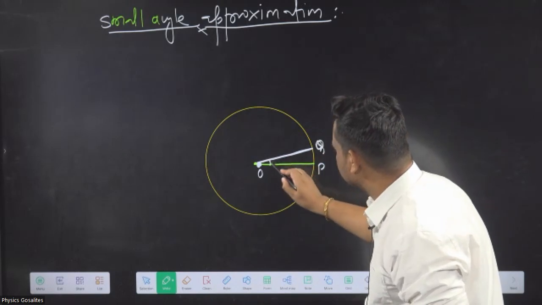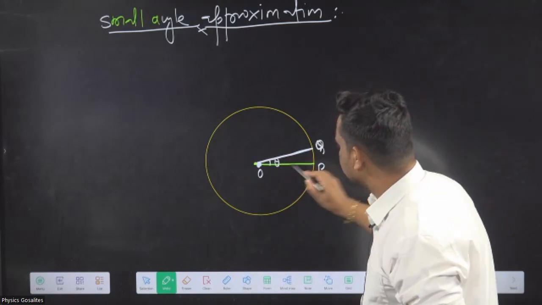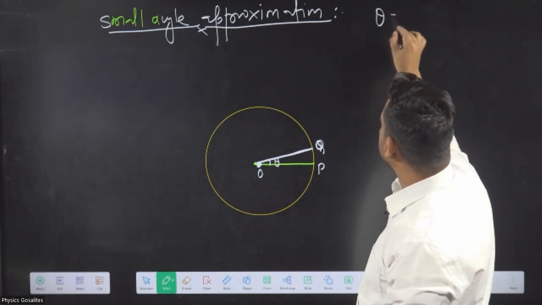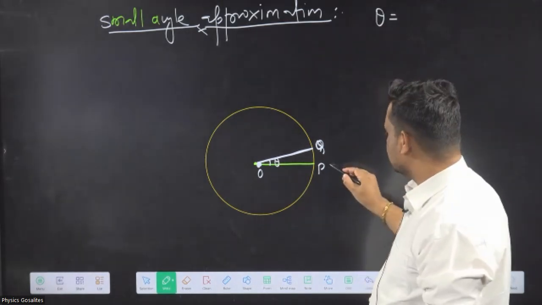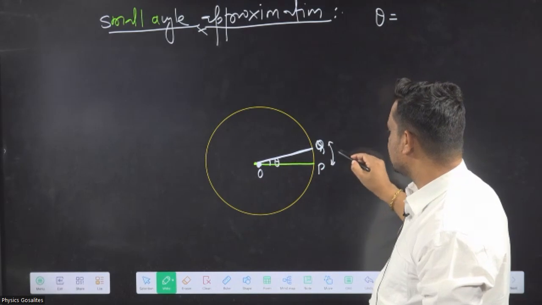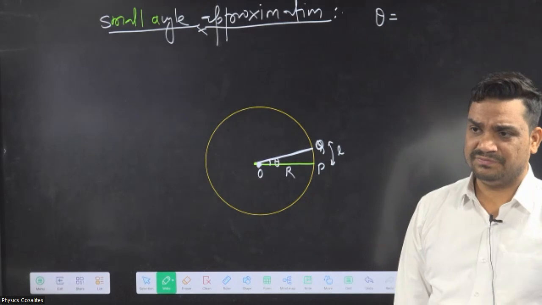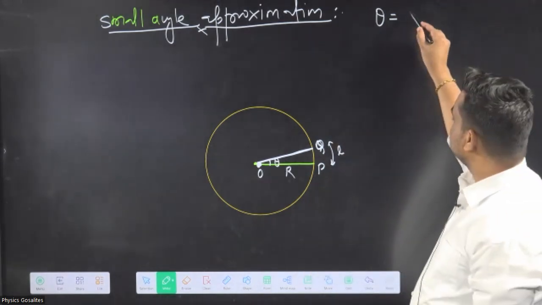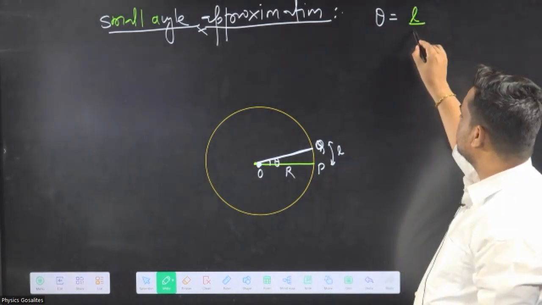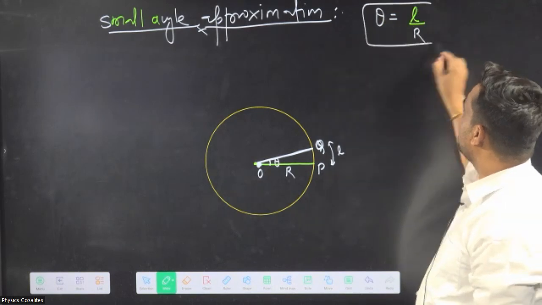This angle is theta. You have rotated by how much? Theta. So theta will be equal to how much? Suppose this length is L, and what is this here? Radius, R. Anyone having a problem? Yes, theta equal to L by R. Is there any problem in this one? Theta equal to L by R.